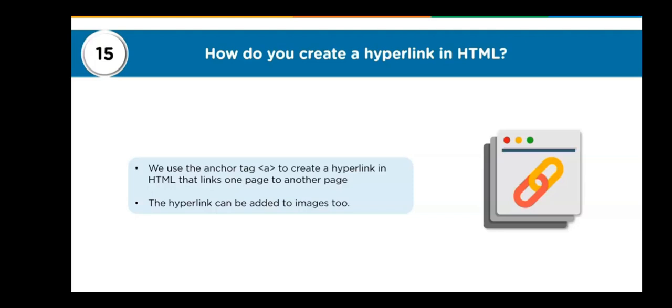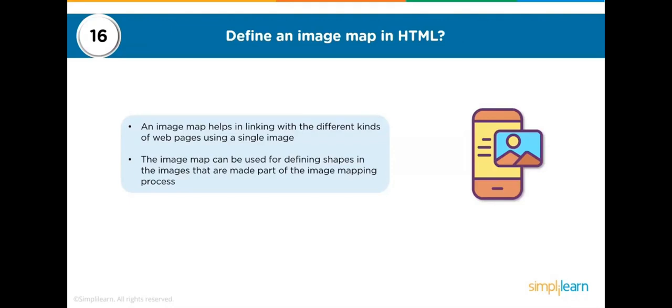Now moving ahead into our next question, define an image map. The answer for this question is, an image map in HTML helps in linking with different kinds of web pages using a single image. It can be used for defining spaces in the images that are made part of the image mapping process.